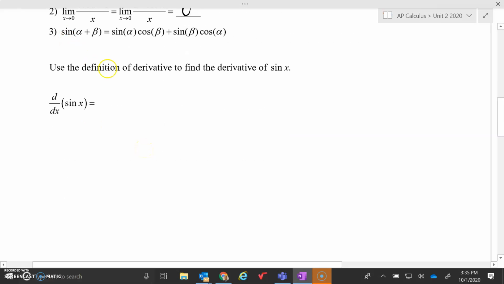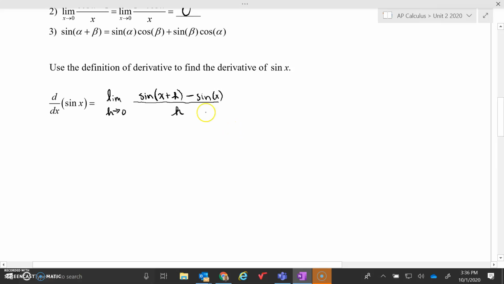So let's use the definition of derivative to find the derivative of sine of x. The definition of derivative would look something like this. The limit as h approaches 0 of sine of x plus some small difference, so we'll call that small number h, and then minus sine x, all over... well, x plus h minus x is just going to give us h. So that is your definition as applied to this problem.